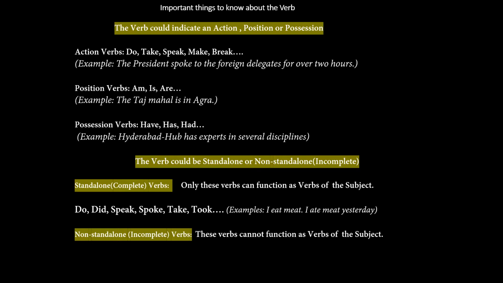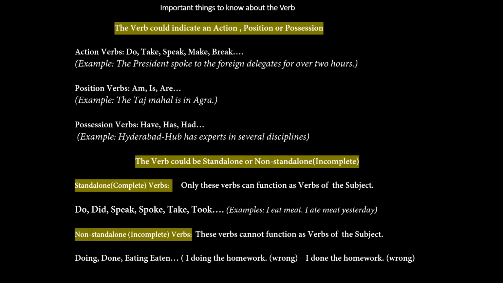Non-standalone or incomplete verbs. These verbs cannot function as verbs of the subject. Doing, done, eating, eaten, etc. These are incomplete verbs. I doing the homework. I done the homework. All these are incomplete sentences. When writing or speaking English sentences, you must use only complete or standalone verbs.